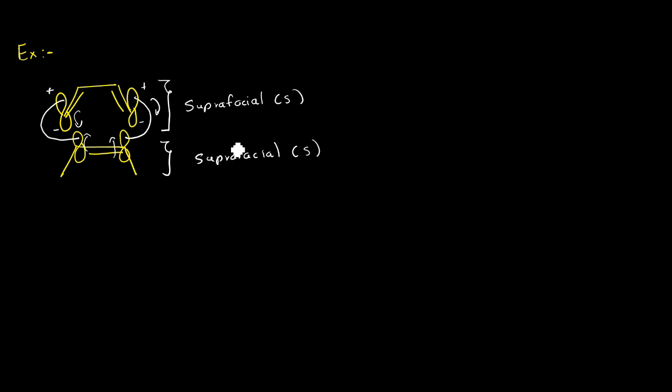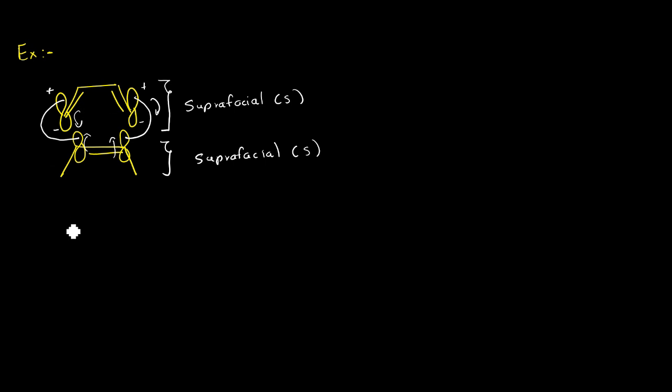But this is not how we denote it, right? This is not how we denote it. We have to denote this particular scenario with the number of pi electrons. So if you look at this segment, there are 4 pi electrons.